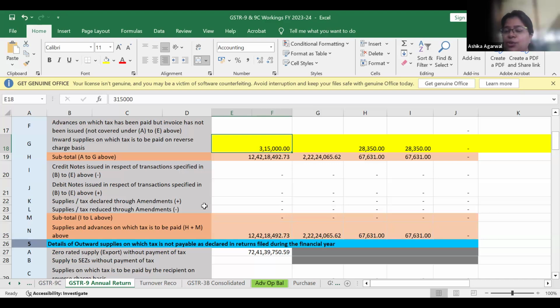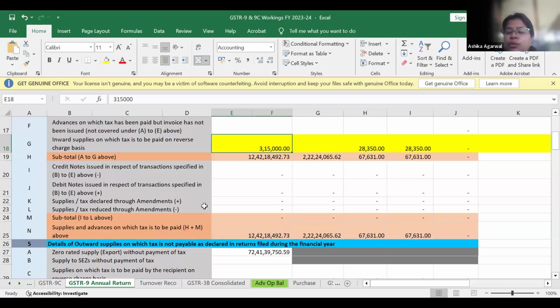Based on GSTR-9, you should report what you have paid through 3B. So as simple as that, that is the instruction given. Now, when we come to unregistered RCM, there you have to raise the self-invoice, and the time limit for availment of ITC runs from that self-invoice. That is what the circular has said.